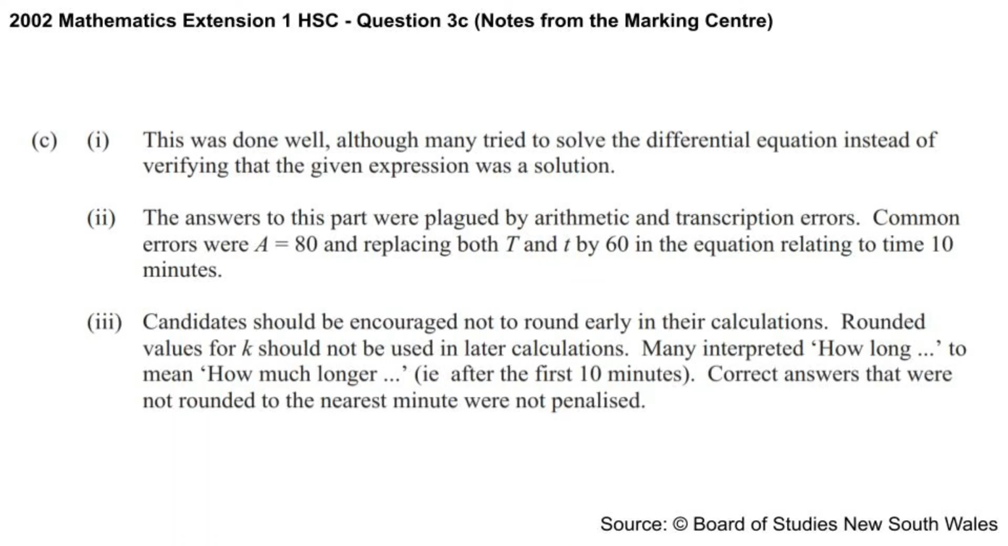And for part 3, candidates should be encouraged not to round early in their calculation. So ideally, leave, for example, k in exact form. Now, in my solution, I rounded k to 4 significant figures, which for most intents and purposes is sufficient. Rounded values of k should not be used in later calculations. Many interpreted how long to mean how much longer, i.e. after the first 10 minutes. Correct answers that were not rounded to the nearest minute were not penalized.